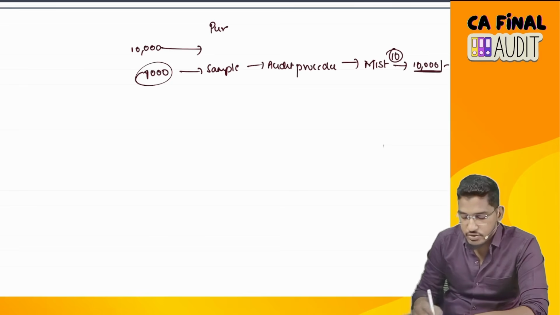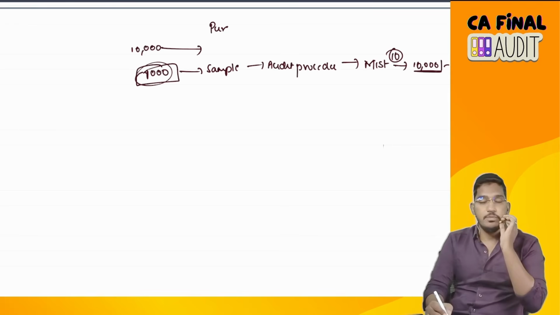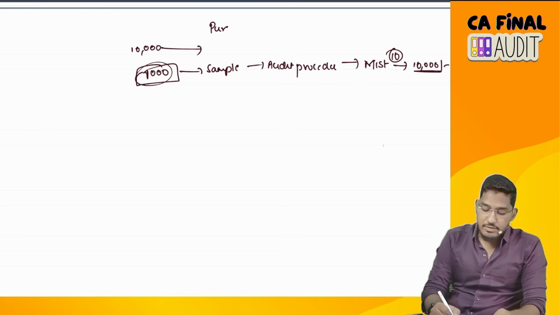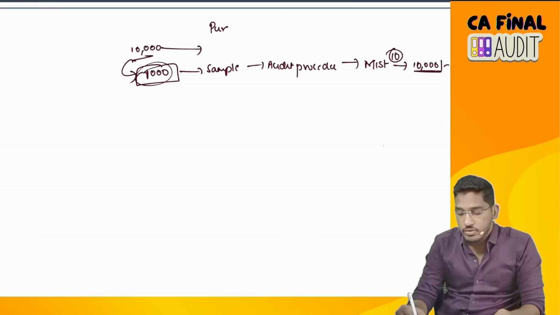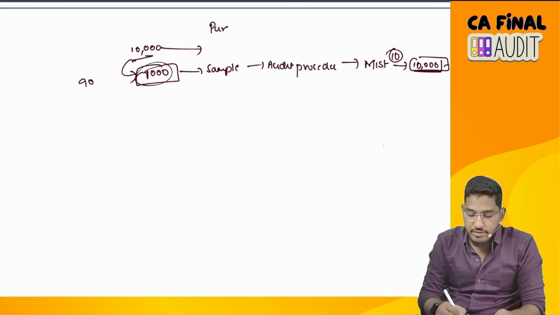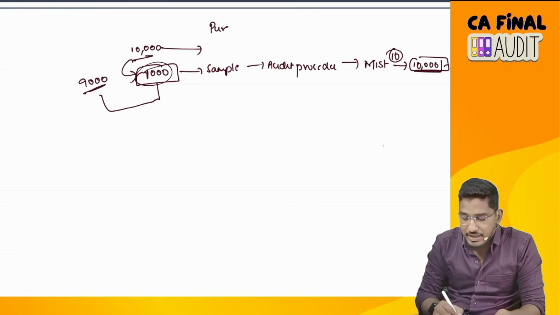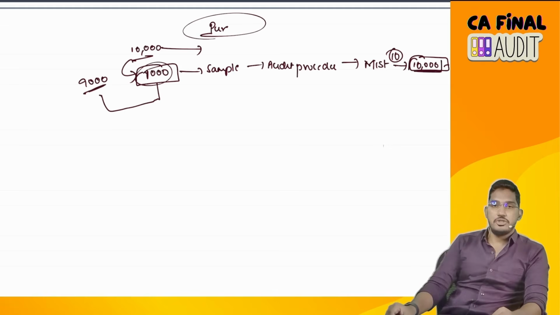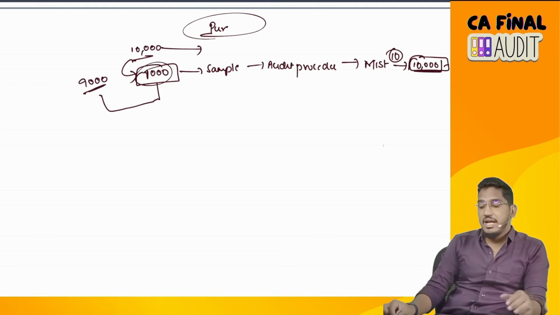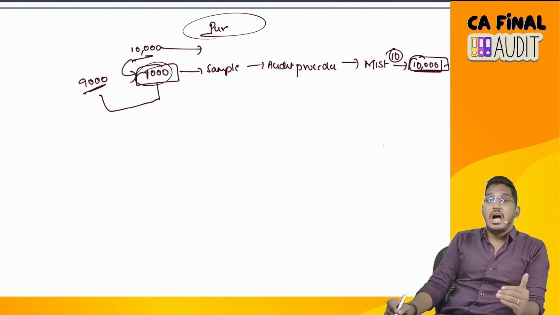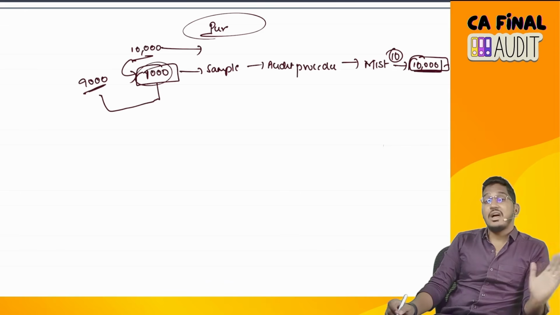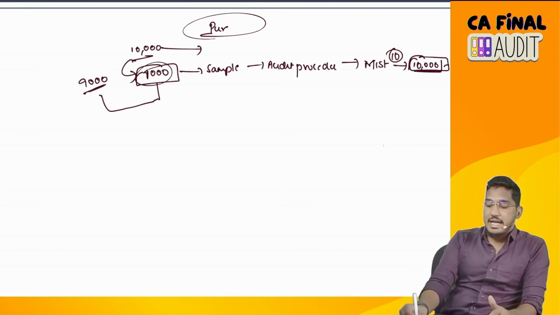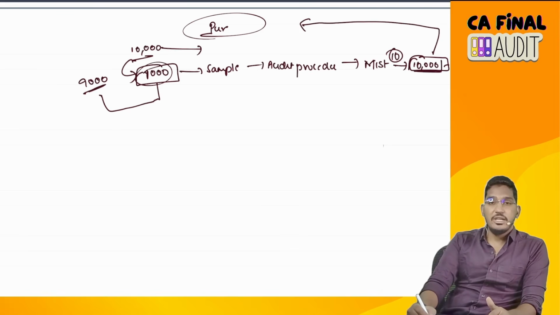So some 10,000 worth of misstatement you have found by performing audit procedures on the sample. But you did not verify the remaining 9,000 transactions. So now you have to analyze it. If on 1,000 transactions I am able to find 10,000 of misstatement, how much misstatement could be there in the entire population? That assessment, that process, we call projection.